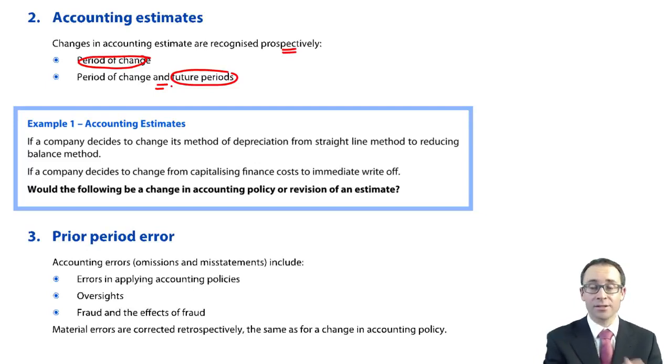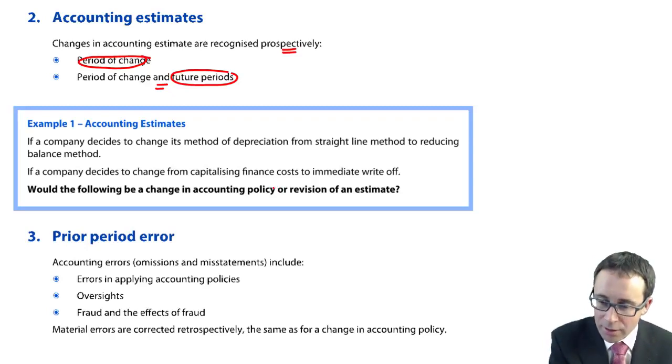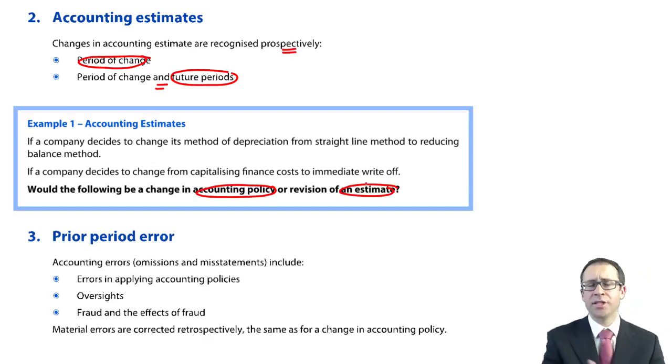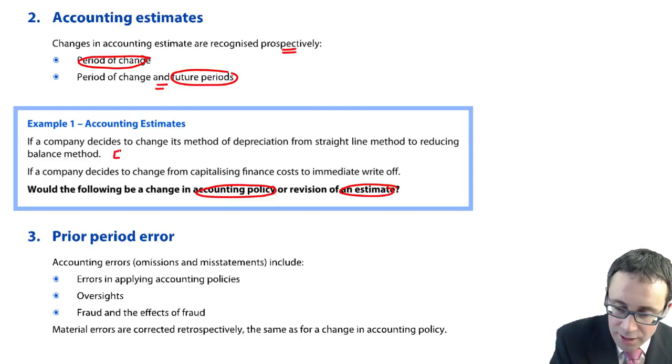Okay, excellent. So the example that you've got there, accounting estimates, I think we've gone through and covered it already. But would the following be a change in accounting policy or a change in an estimate? So remember, a change in accounting policy is where we look at the change in measurement, look at the change in how we recognize it or how we go through there and change, if you like, the presentation. So the first one, if a company decides to change its method of depreciation from straight line to reducing balance, remember that is not a change in accounting policy. It is a change in accounting estimate.